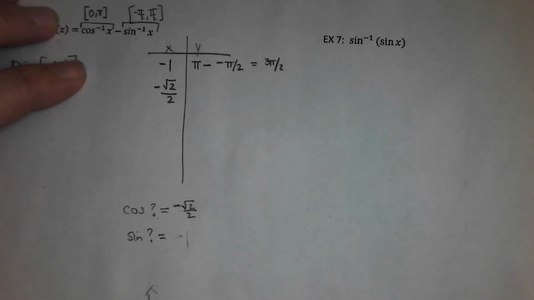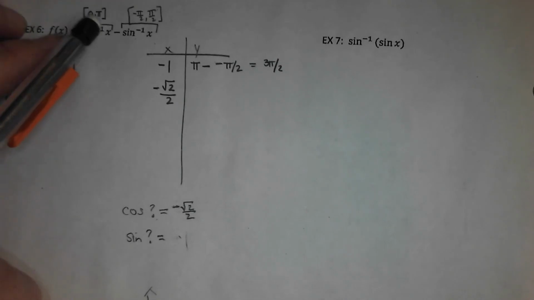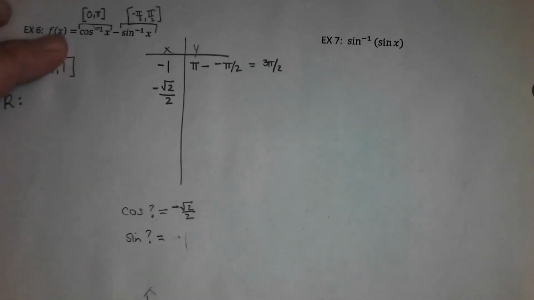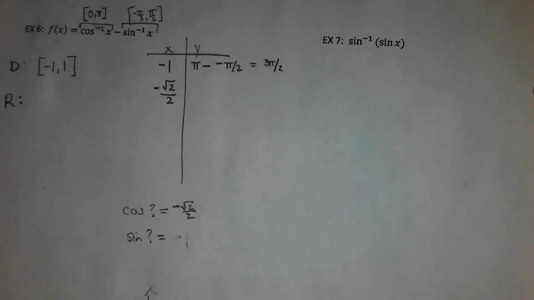Joey? Yes, but cosines have to be between 0 and pi. So what's the pi over 4 angle in between 0 and pi? Who can say now?